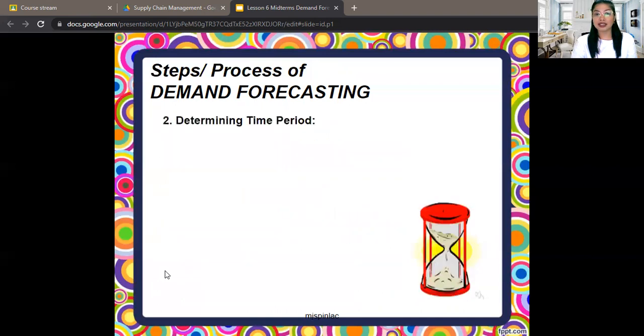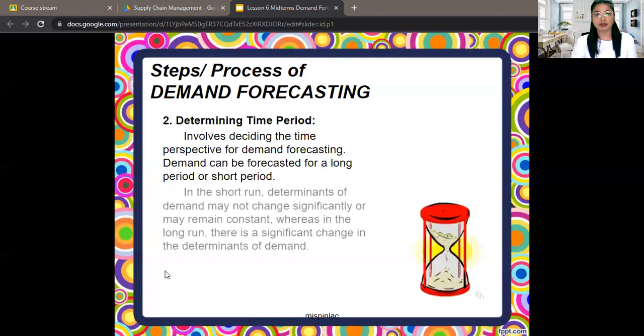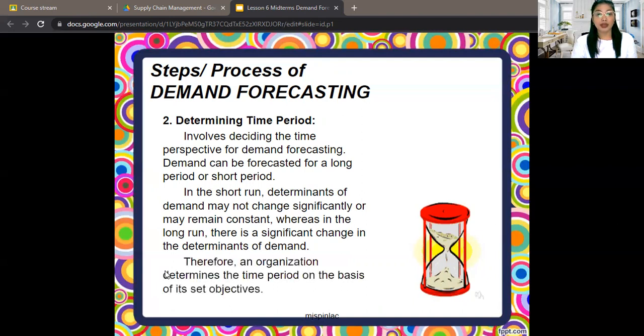Number 2 is determining time period. This involves deciding the time perspective for demand forecasting. Demand can be forecasted for a long period or short period. In the short run, determinants of demand may not change significantly or may remain constant, whereas in the long run, there is a significant change in determinants of demand. Therefore, an organization determines the time period on the basis of its set objectives.